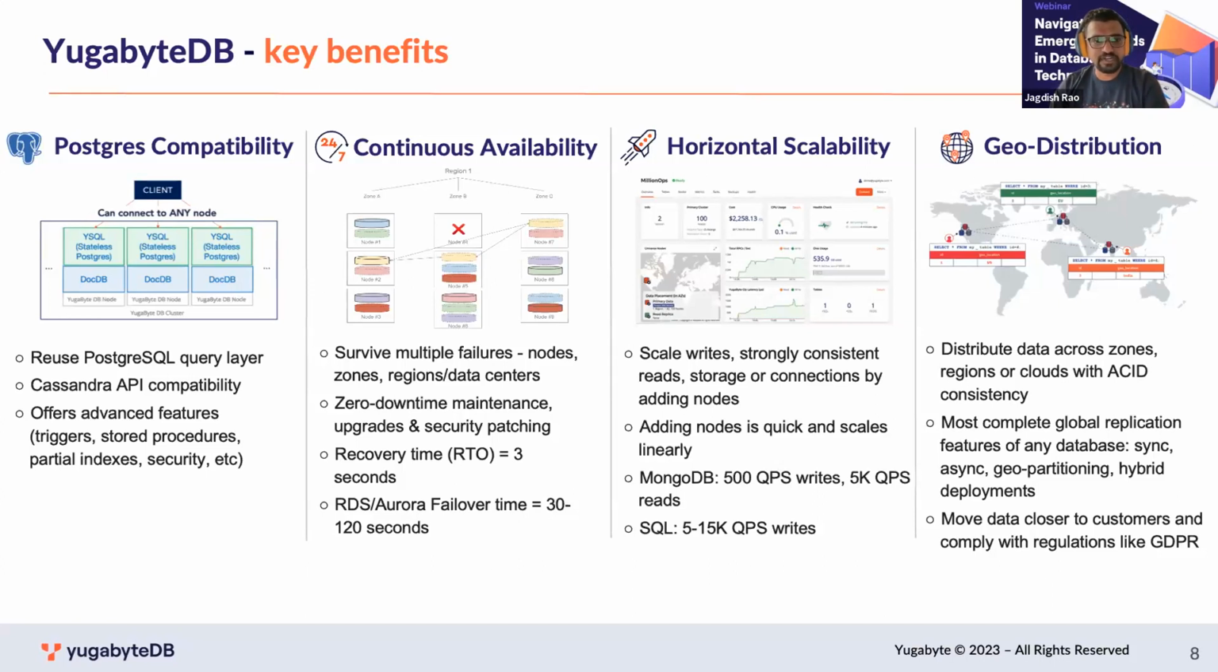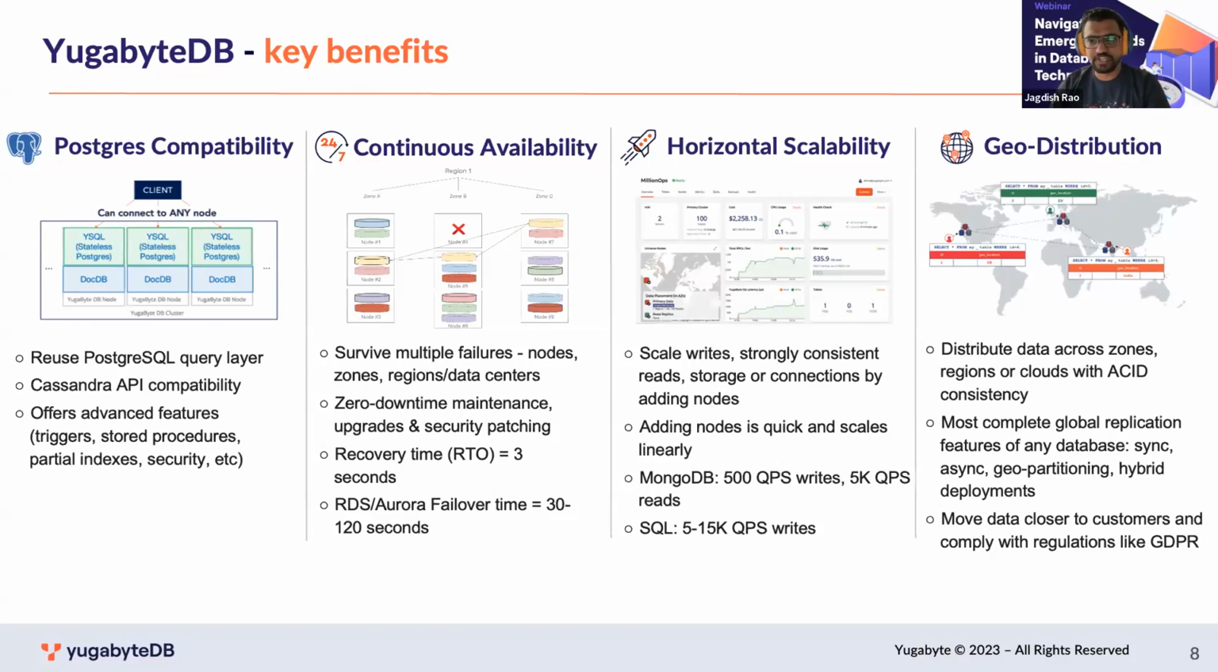Now, talking about the availability, our database is resilient to any infrastructure outages. So we survive multiple major failures, on a node level, on a zone level, or on a region or data center level as well, giving you absolutely zero downtime. You can have upgrades and security patching with absolutely zero downtime on your database, right? We have a recovery time objective, or RTO, of 3 seconds, and a recovery point objective, or RPO, of 0 seconds as well. The failover time is about 30 to 20 seconds for RDS or Aurora. So we are much faster than the failover times for RDS and Aurora.